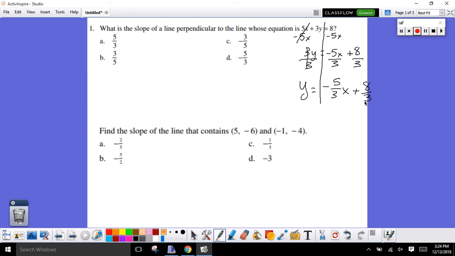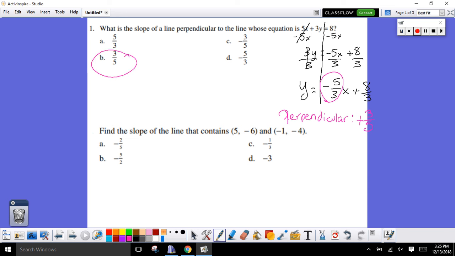Okay, so the next thing I do, I want a slope of a line perpendicular to it. Remember that your slope is the number with the x. Perpendicular means I'm going to have the opposite sign. So if this one is negative, my perpendicular slope is going to be positive. And if this one is 5/3, my new slope should be 3/5. So I'm looking for a positive 3/5, and my answer is B.